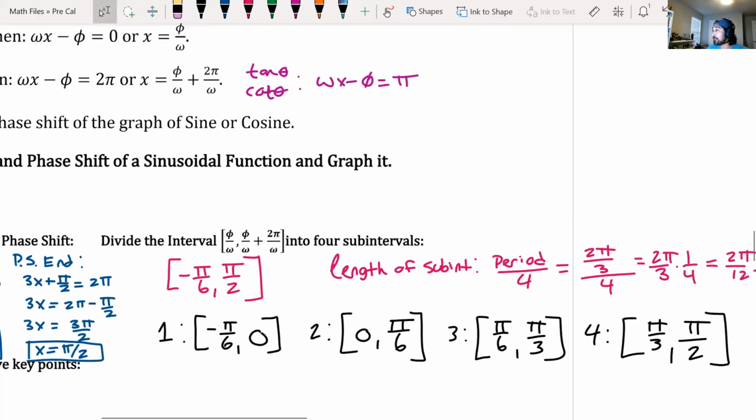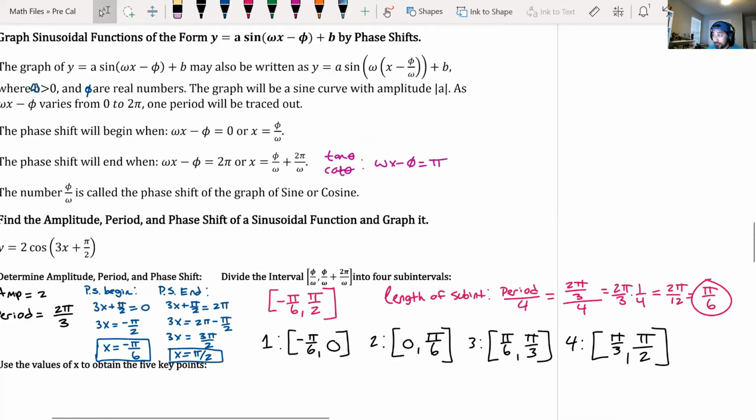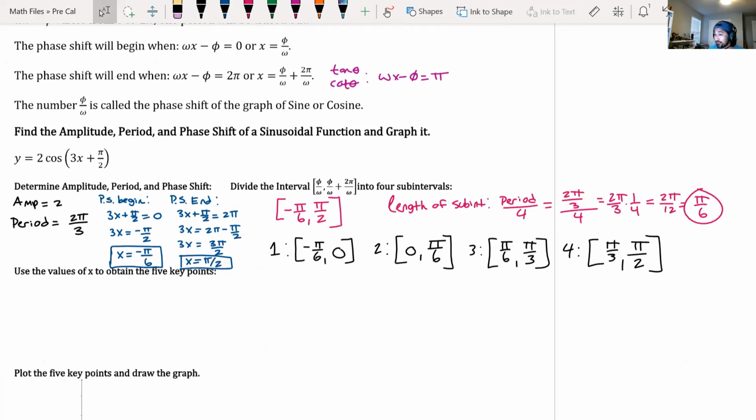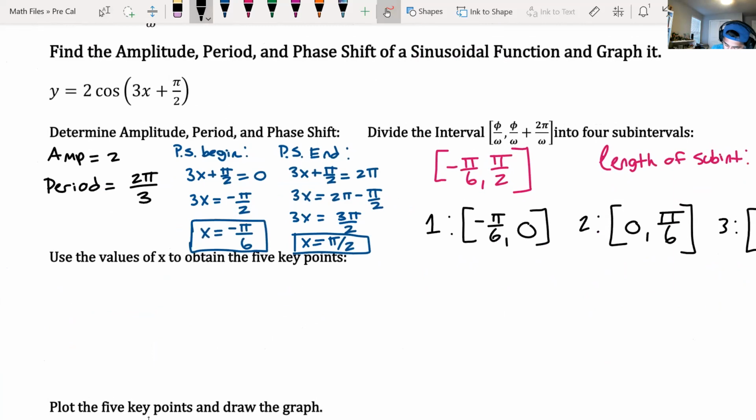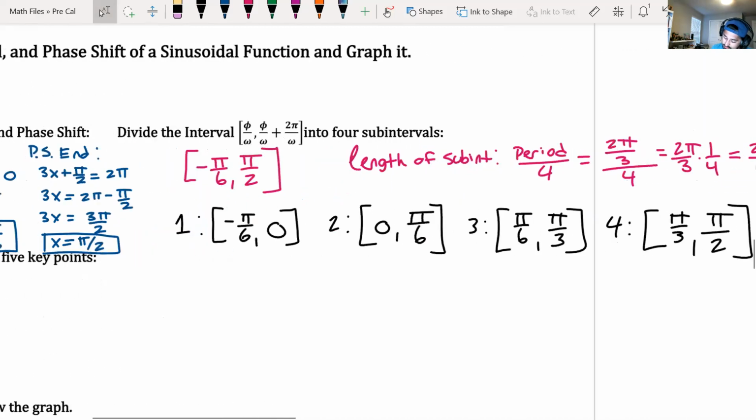Okay, so now remember that these are x values. So now we actually have to find the y values. We're going to take all of these x values and plug them into the function above. So when x equals negative pi over 6, y equals, and when x equals 0, y equals, and when x equals pi over 6, y equals, and then we have when x is pi over 3 and pi over 2.